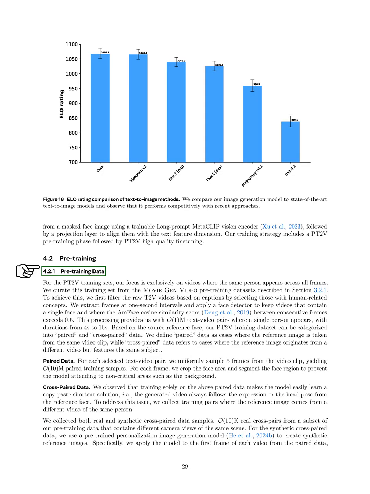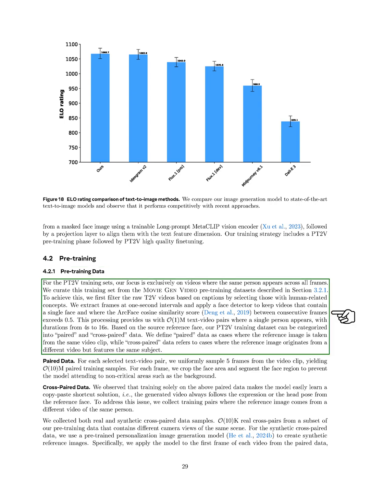In terms of pre-training data, we focus on videos featuring the same person throughout all frames. We curate this dataset from the Movie Gen video pre-training datasets by filtering raw T2V videos based on captions that include human-related concepts. We extract frames at 1-second intervals and use a face detector to retain videos with a single face, ensuring that the similarity score between consecutive frames is above a certain threshold. This process results in a dataset of millions of text-video pairs featuring a single person, with video durations ranging from 4 to 16 seconds. We categorize our PT2V training dataset into paired and cross-paired data.